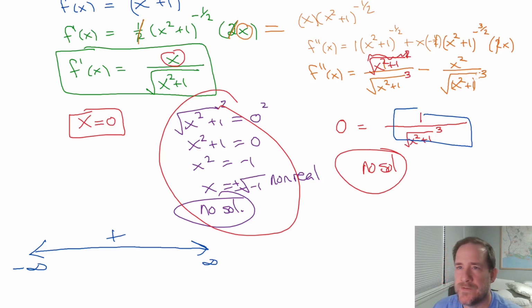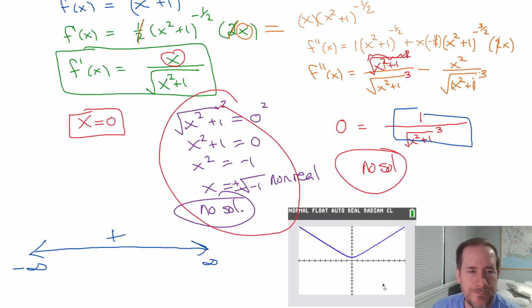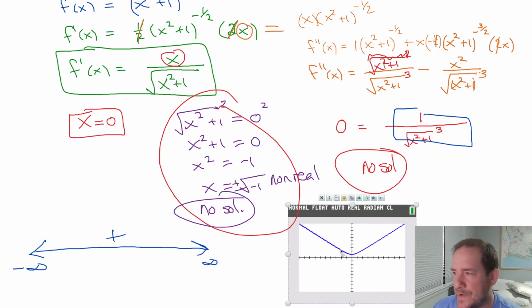And guess what? If you look at the graph, here it is. We see that that's true. We're just always concave up. And 0 is where we have a minimum value, but that's not a point of inflection. We don't change concavity because we're literally just always concave up.